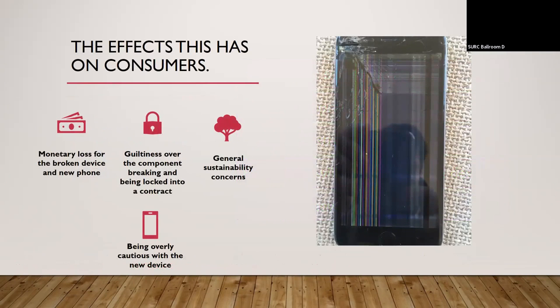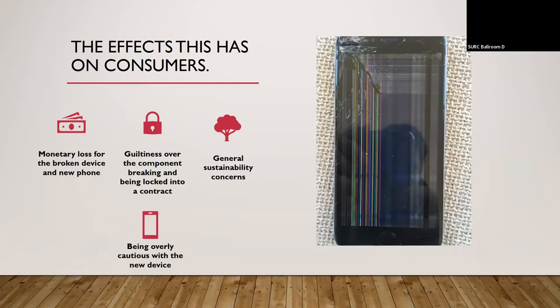The four main effects are, obviously, monetary loss. When you buy a new phone, you're losing the value of your old phone. It likely is broken to the point you can't resell it. It also is relatively expensive, with them being around $1,000 or more. You have guilt over breaking the component. If you dropped it, you feel bad about it and there's not really much you can do. And you're likely locked into a contract for at least 2 years. Having this kind of contract is very stressful, especially if you're a college student paying for your own phone.